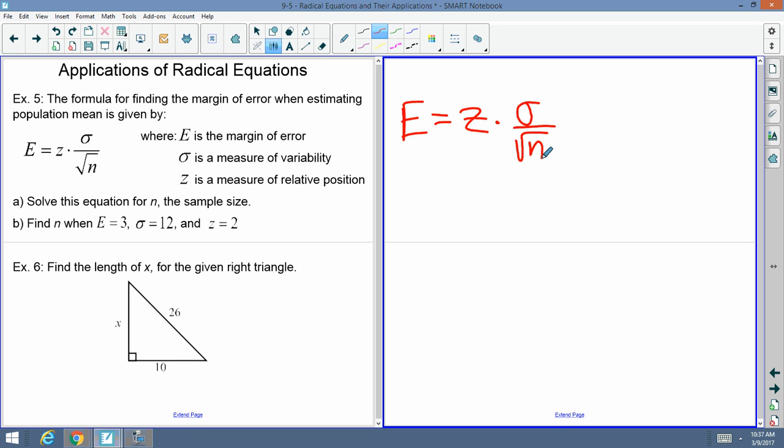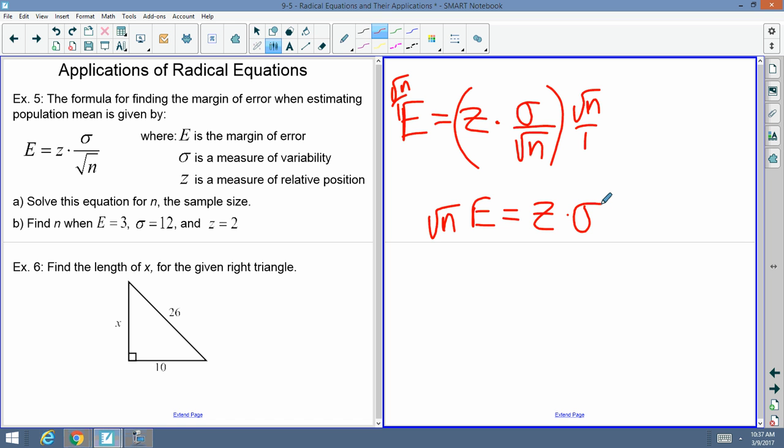I want n all by itself on one side. How do I get n, which is in a square root, out of the denominator? First off, how do I do that? Very good. Multiply by square root of n over 1 to both sides. So this is going to be square root of n times z equals z times sigma. Is everyone with me so far? Because these guys cancel right here.